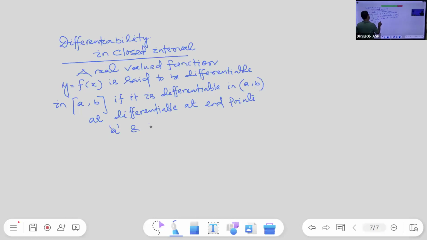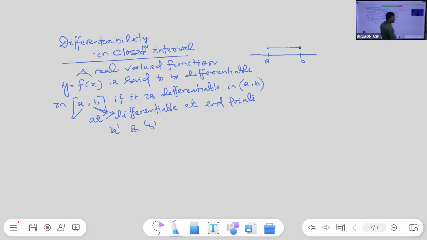Just now I told you how to check the differentiability at left end A and right end B. To check the differentiability at A, we have to find out whether the right hand derivative at x is equal to A exists or not. If it exists, then you can say that the function is differentiable at x is equal to A. Similarly, to check the differentiability at x is equal to B, we have to check whether the left hand derivative at x is equal to B exists or not. If it exists, then we can say that the function is differentiable. So a function is differentiable in a closed interval AB if it is differentiable in the open interval AB and differentiable at the endpoints.